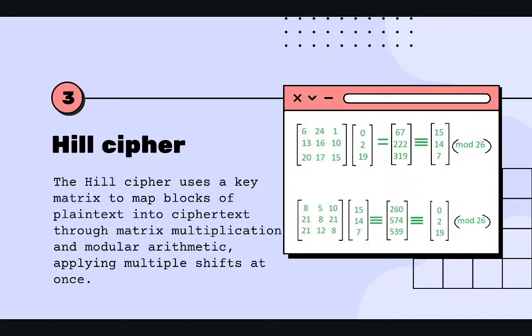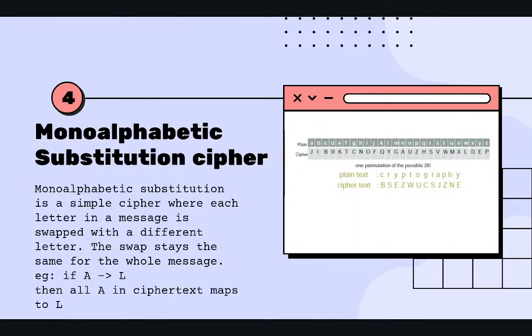That was Hill cipher. So now we'll move on to monoalphabetic substitution cipher. This is a simple cipher where each letter in a message is swapped with a different letter, and the swap stays the same for the whole message. For example, if we are swapping A with L, then all A's in the plain text will map to L.